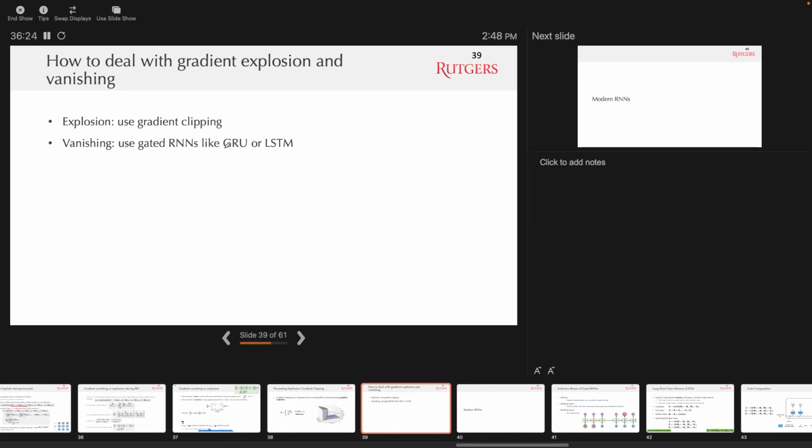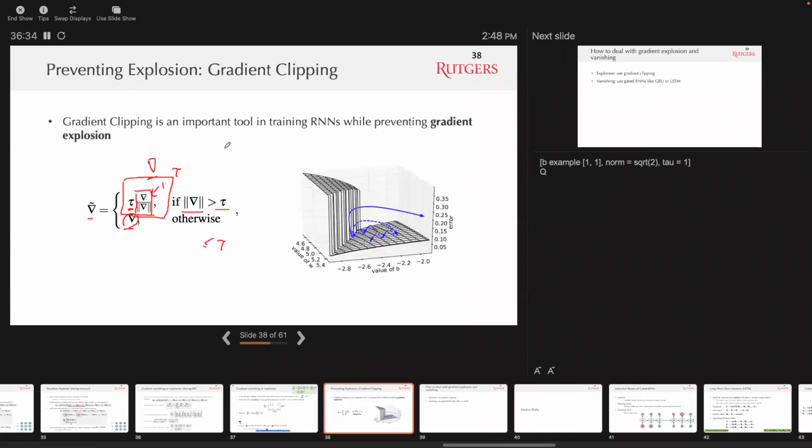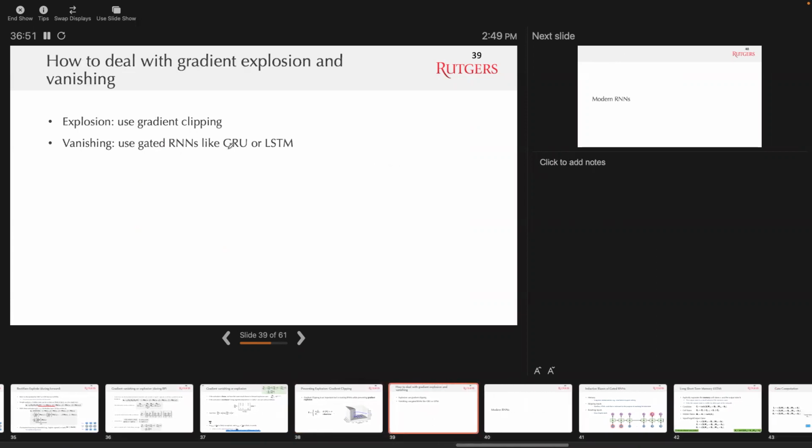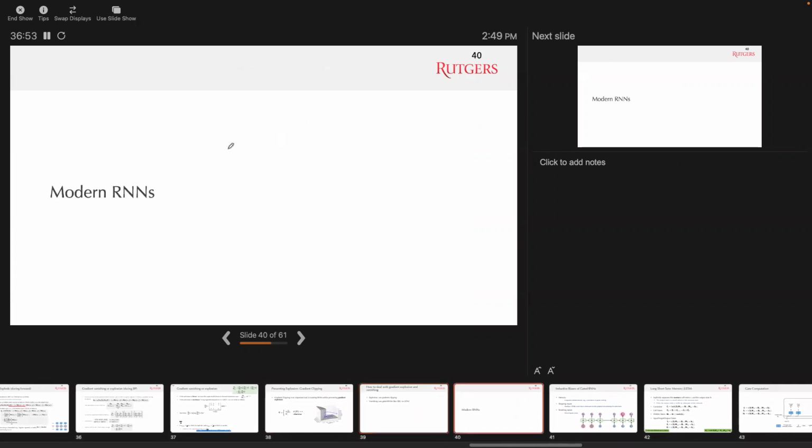To handle the gradient vanishing problem, you will need a gated version of RNN. So these are the modern versions of RNN. Before we move on, let's see if there are any questions about this gradient clipping. Questions so far? Okay. If no questions, let's see if we can finish the first gated RNN in this lecture.